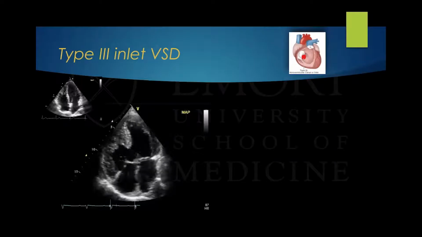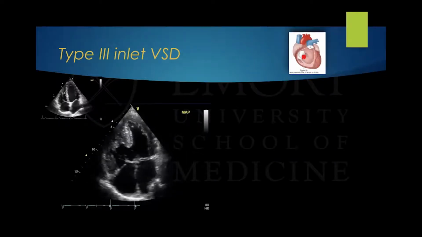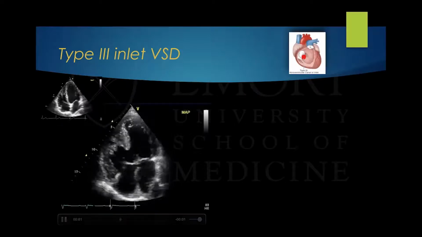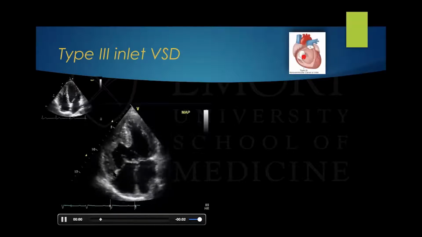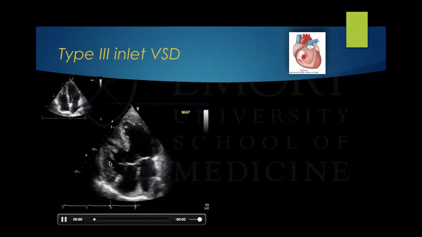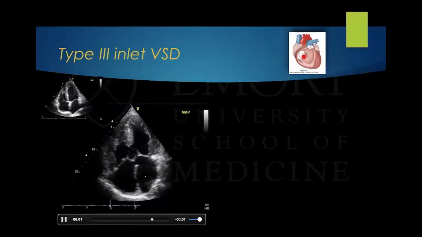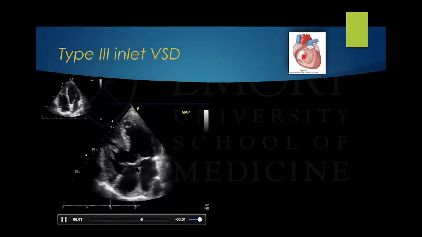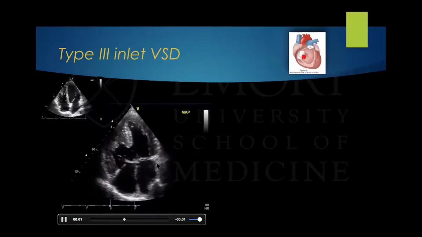On the 4-chamber view, you have the normal heart on top. And then on the bottom, you'll see that the right ventricle is dilated. There is also some right ventricular hypertrophy, maybe due to some pulmonary hypertension. And then you can see the primum ASD and the inlet VSD, and the AV valves are at the same plane.